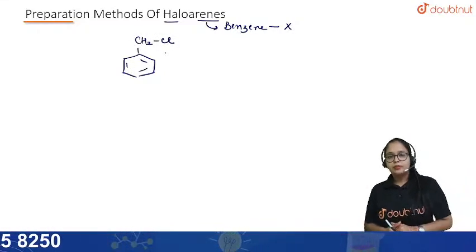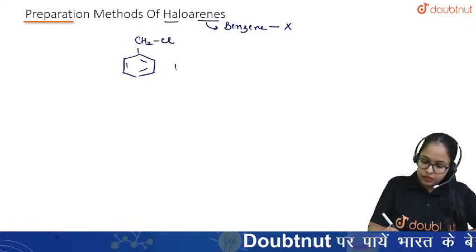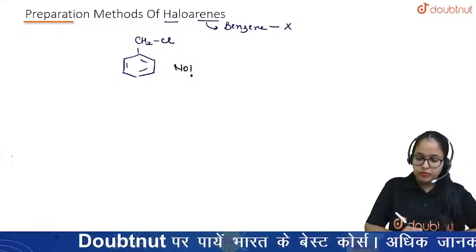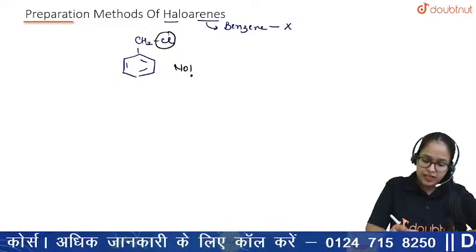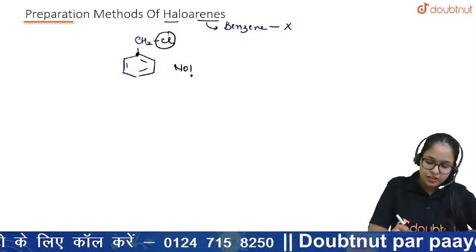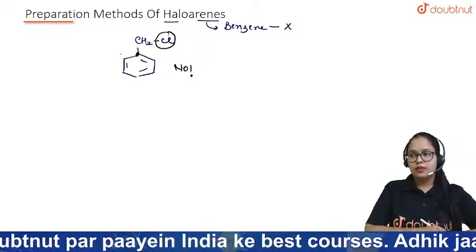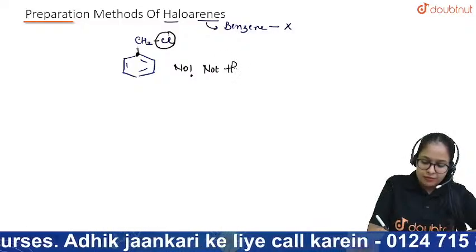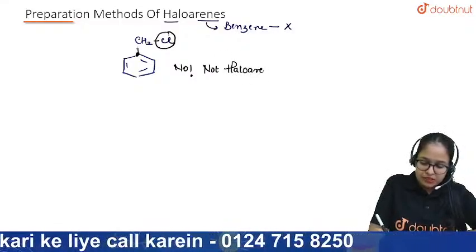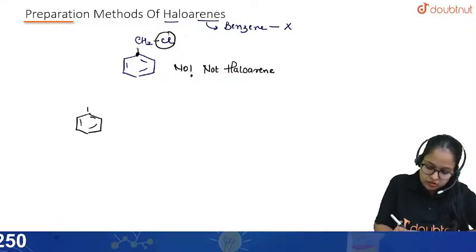If I ask, is this a haloarene? The answer would be no, this is not a haloarene. The reason is that the halogen atom Cl is not directly attached to benzene. It is attached to a CH2 group, and that CH2 group is further attached to benzene. A haloarene is something where the halogen is directly attached to benzene, for example fluorobenzene, bromobenzene, etc.